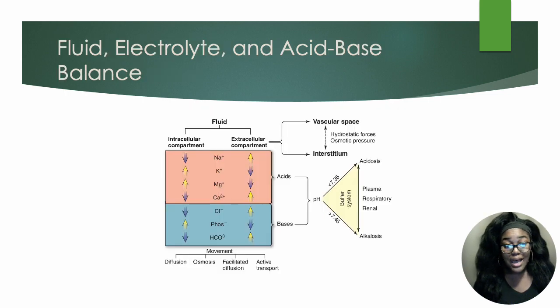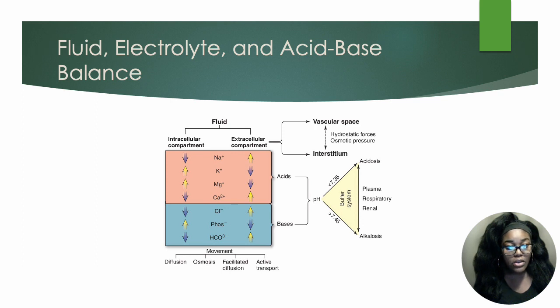So here's a really nice concept map just describing everything that we've talked about in the different areas of acid-base regulation and fluid regulation. So in this chart, you'll see the movement types. You have diffusion, osmosis, facilitated diffusion, active transport. And on the top here, you'll see the intracellular compartment versus the extracellular compartment fluids.